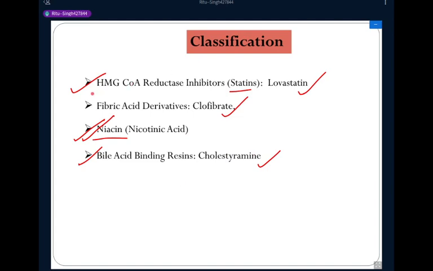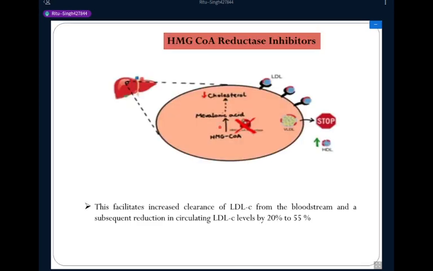Now we discuss the HMG coenzyme A. What is HMG? Anybody? Okay, so HMG is hydroxymethylglutaryl coenzyme A. This is the full form of HMG. So we discuss the HMG coenzyme A reductase inhibitor.